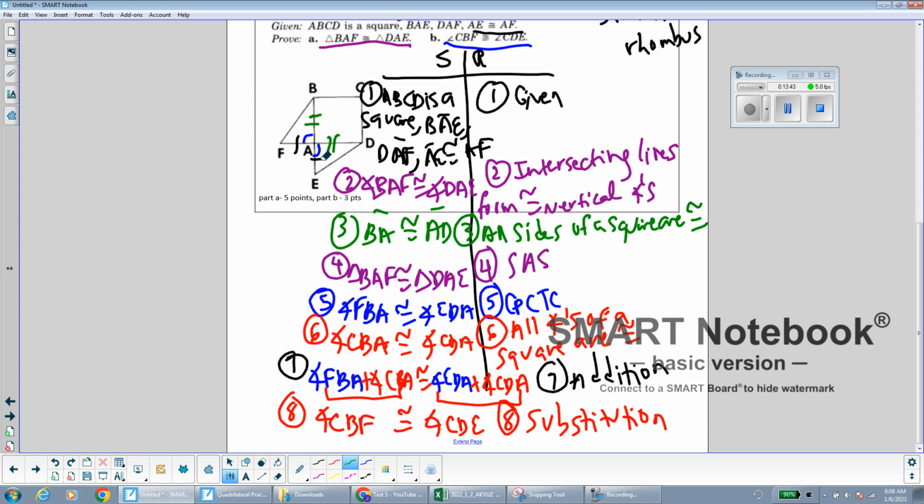The second part of the proof is to show that angle CBF is congruent to angle CDE. So angle CBF is that whole angle there. I want you to notice that this angle is not inside the triangle. It's not inside the square. It combines the square angle and the triangle angle. So it's bigger than the square angle. It's bigger than the triangle angle. It's both.